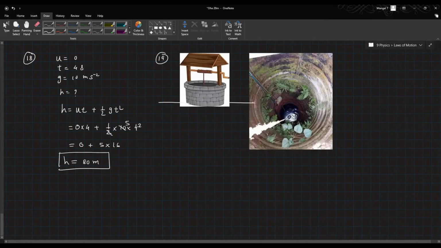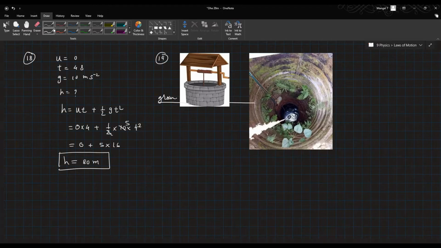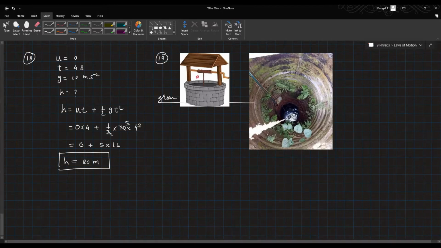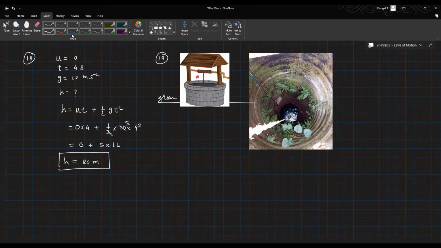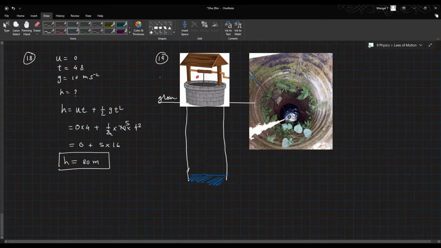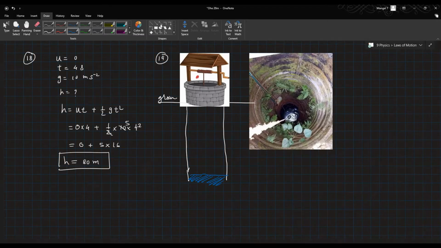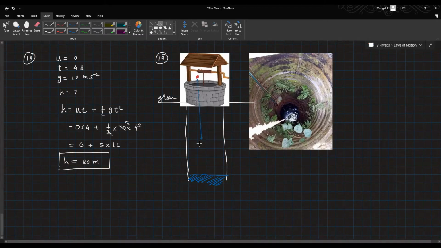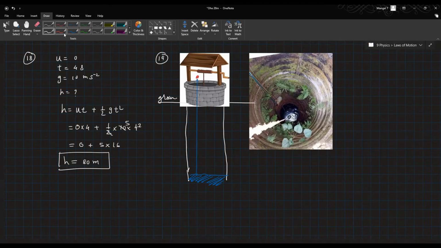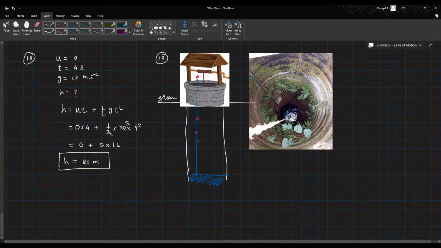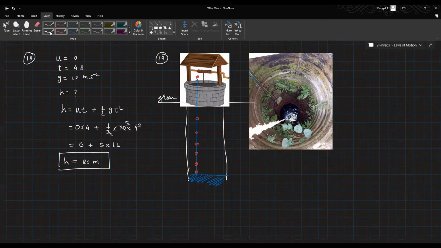So if you imagine this being the ground and a pebble is dropped. The first thing that we are going to find out is the depth of the well, because the question says that it took 20 seconds for this pebble to fall to the water. So that means when this pebble was traveling in air, it took 20 seconds.